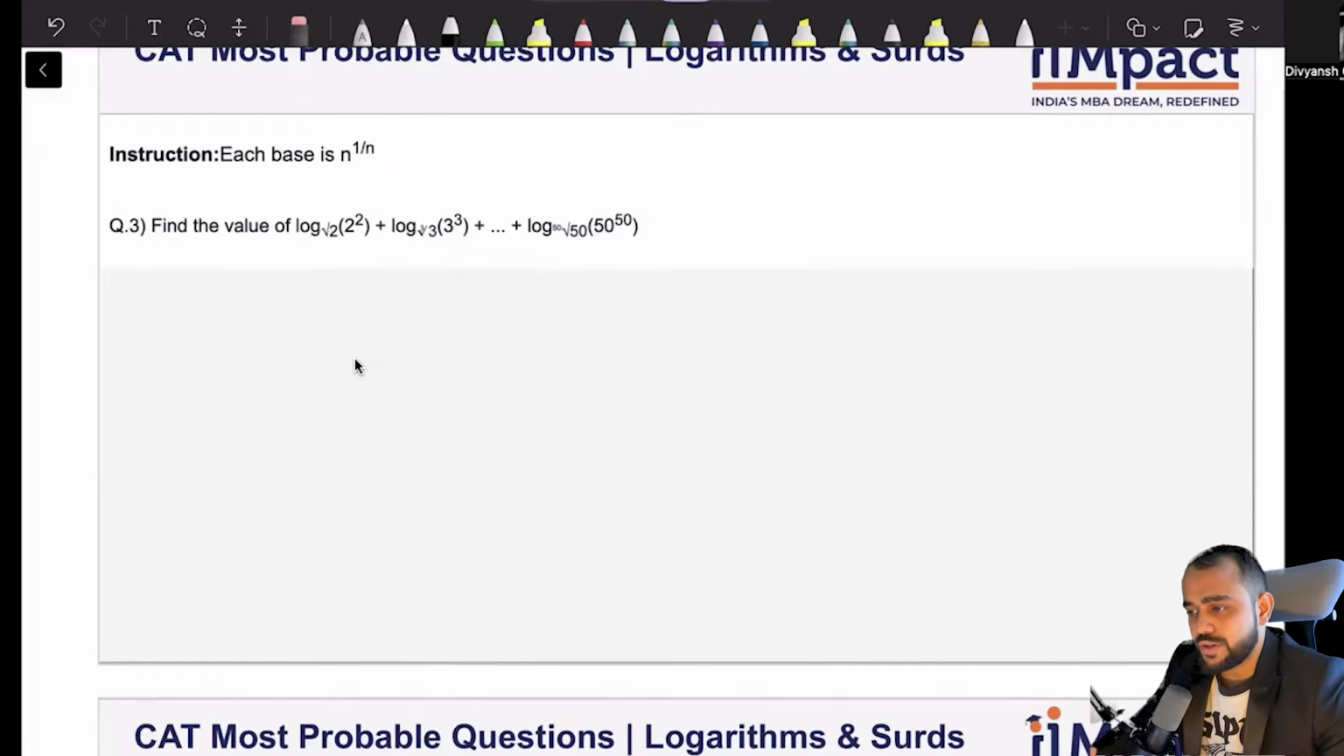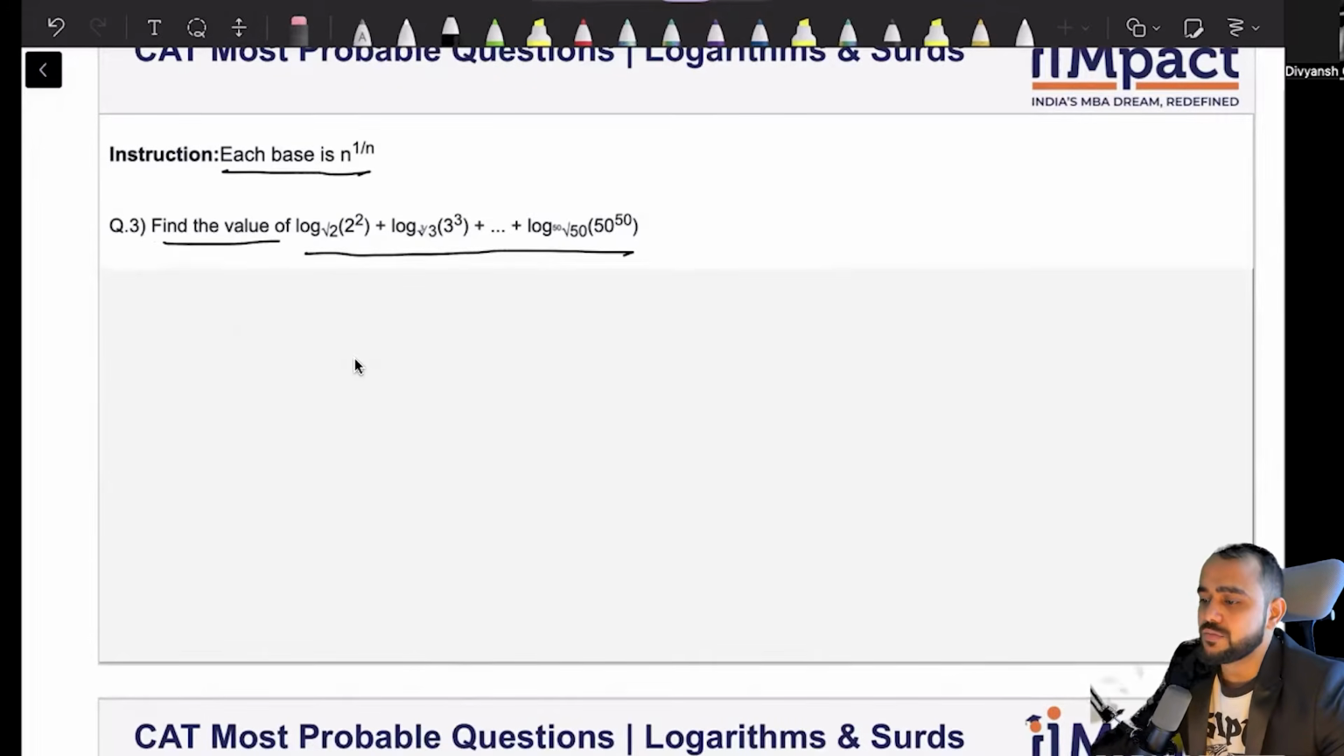So in this question, we have each base as n to the power 1 by n, and we have to find the value of this expression which has 49 terms. 50 minus 2 plus 1, 49 terms. So I can't calculate the values of each individual term, which means that something has to be done. Either things should cancel out in the sum, or each term turns out to be something which I can add. To find any such pattern, I have to get rid of the log.